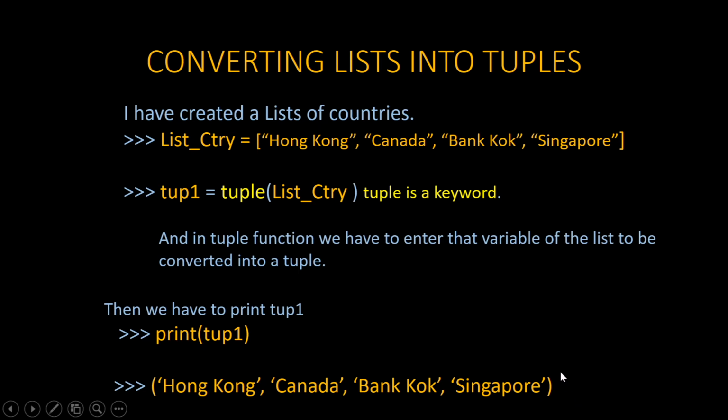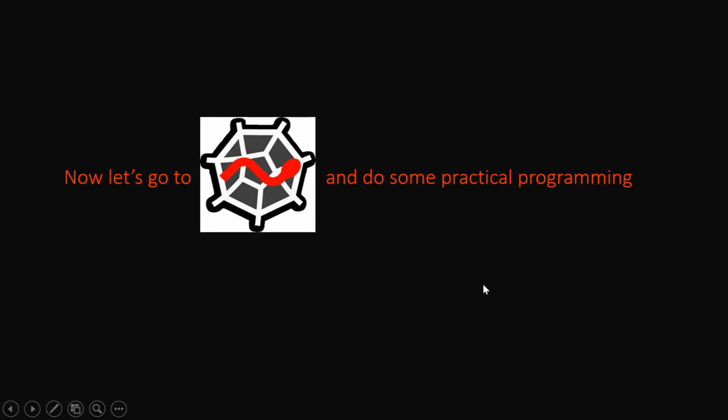As you can see in the example, it is enclosed by small brackets or parentheses and separated by commas, and the type of the items is string. That's why it has printed single quotes for each and every value. So let's go to Spyder and do some practical programming.